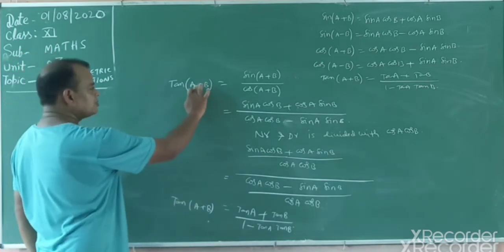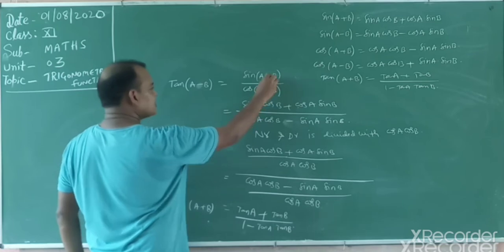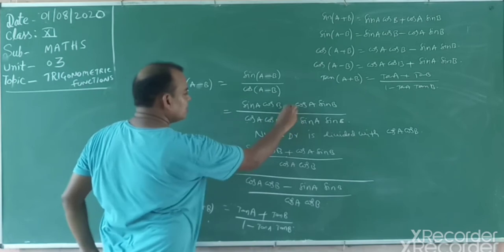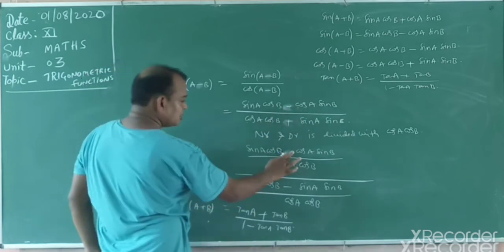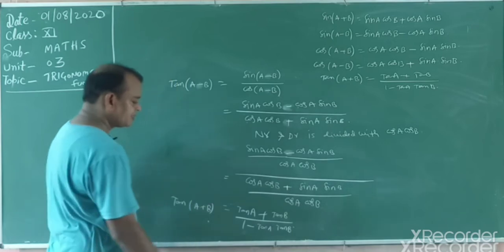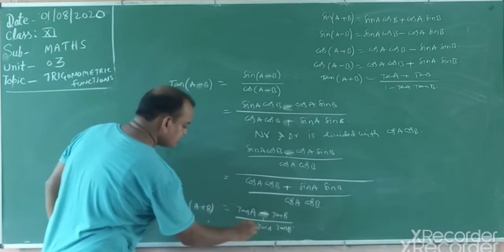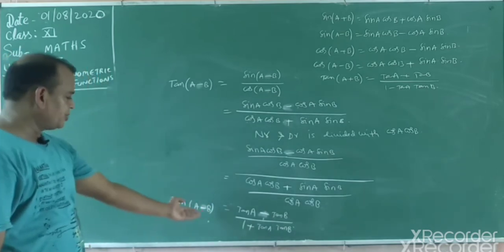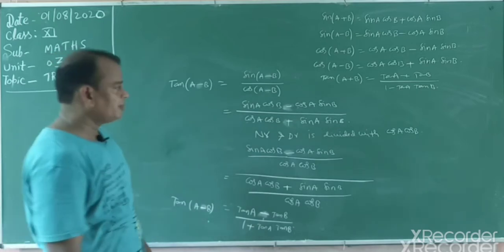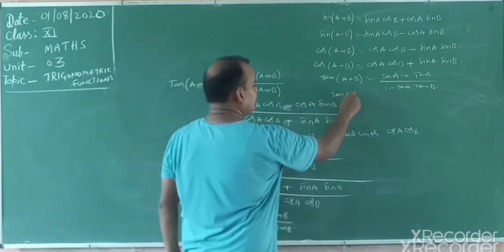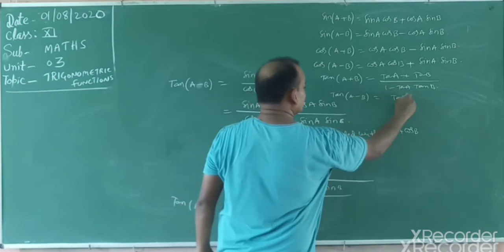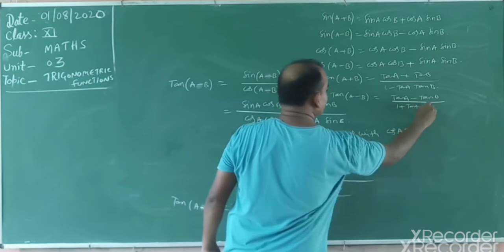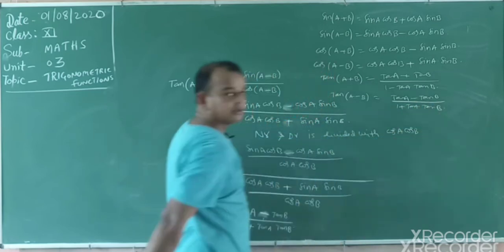But suppose tan of A minus B, same. Tan means sin by cos. Sin of A minus B formula: sin A cos B minus cos A sin B. This is minus, this is plus, that's why in the denominator here it is minus and this is plus. What is the formula of tan of A minus B? Tan A minus tan B by 1 plus tan A tan B. Now another formula is there: tan of A minus B is tan A minus tan B by 1 plus tan A tan B.